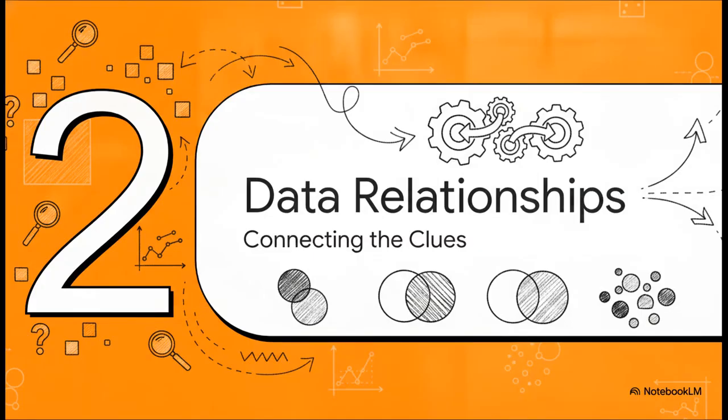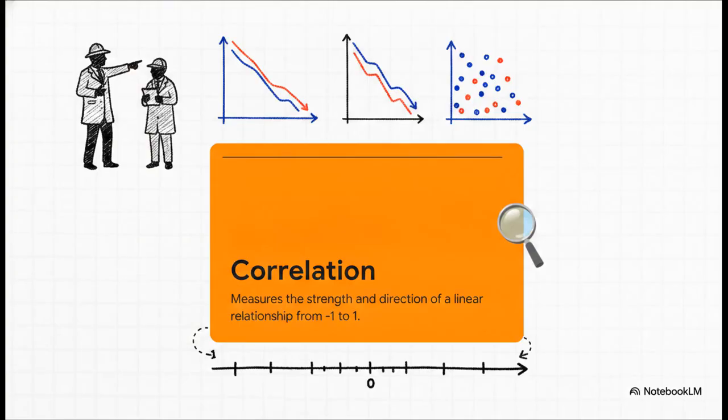Moving right along to section 2, finding relationships in data. In our detective work, correlation is basically our way of seeing if two variables move together in some kind of predictable pattern. It tells us both the strength and the direction of that relationship. And the really brilliant thing about Pearson's correlation coefficient is that it sits on a super clean standardized scale. It goes right from -1 to +1, with 0 meaning there is absolutely no linear relationship whatsoever.